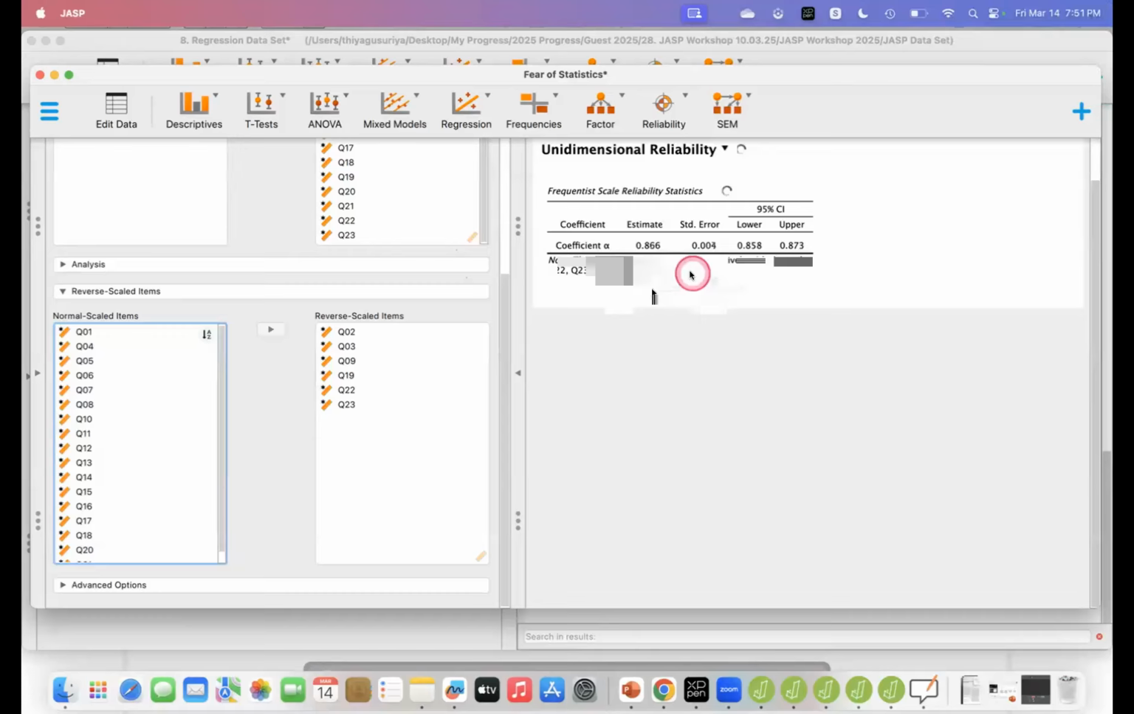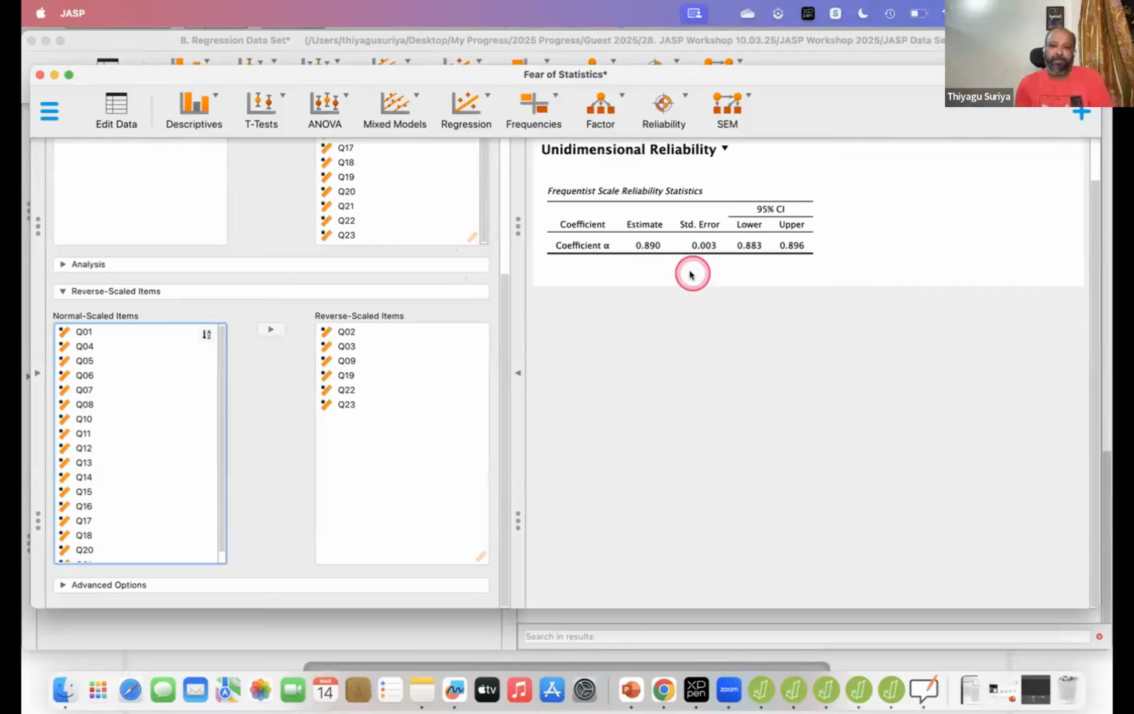But I want to check further. The 0.89 is the Cronbach alpha value. If it is near plus 1, it is more reliable. So even though it is satisfied, we intend to increase the alpha value. To increase it, we need to delete some items, because some of the items do not contribute much.